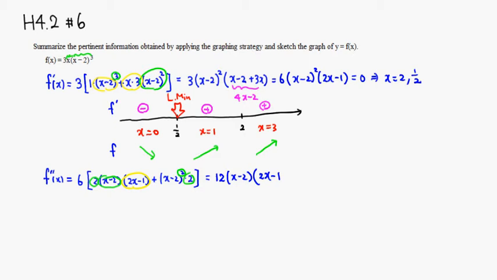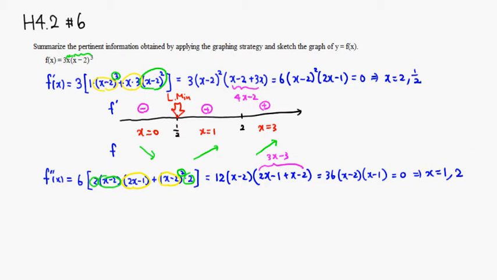And what else? You're going to have another (x minus 2), so plus (x minus 2). That gives us 3x minus 3, so you can pull 3 out. If you pull 3 out, 3 times 12 is 36, times (x minus 2), times (x minus 1). If you set that equal to 0, we get x equals 1 and x equals 2.